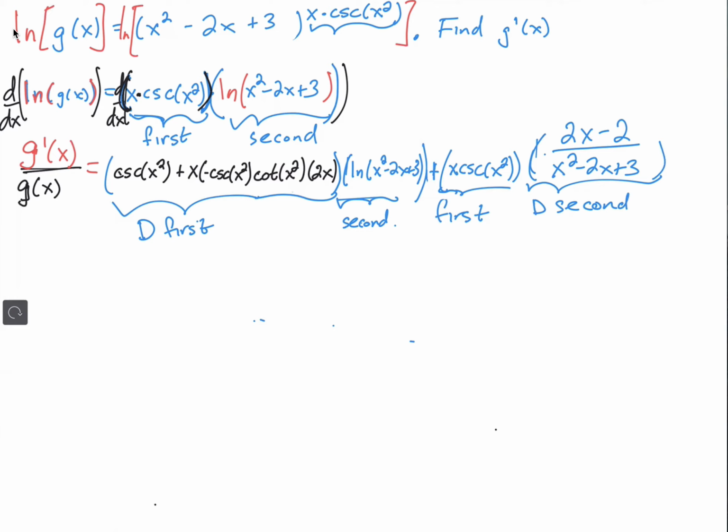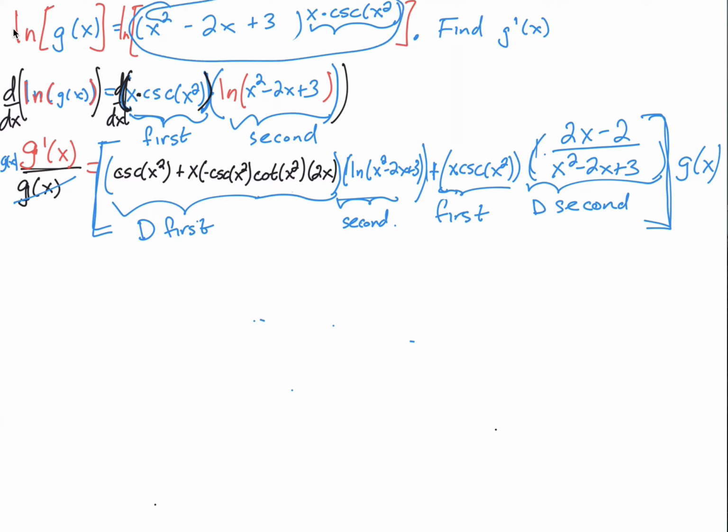Okay, but then what's the very last step? Multiply everything by the original function, g of x, right? Now, here it doesn't fit, but g prime of x is going to equal all that stuff that we got, that big mess, times g of x, which is the original function. This original function right here. See? On our test, can we just put that? Yeah, that's fine. No big whoop. Okay, any questions about that?